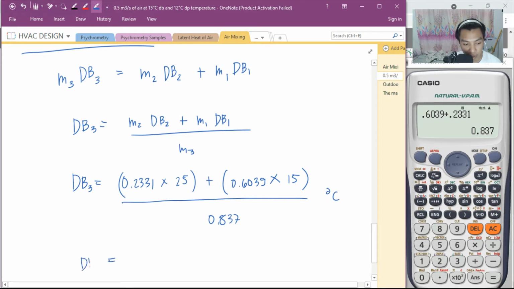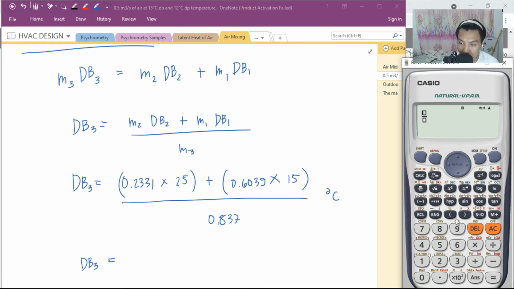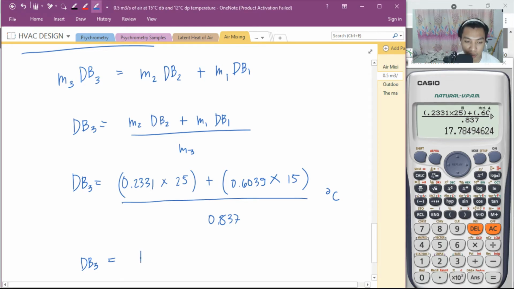Dry bulb 3 is 0.2331 times 25 plus 0.6039 times 15, divided by 0.837. The answer is 17.78, 17.7849 degrees Celsius. That is dry bulb 3 of the mixture.